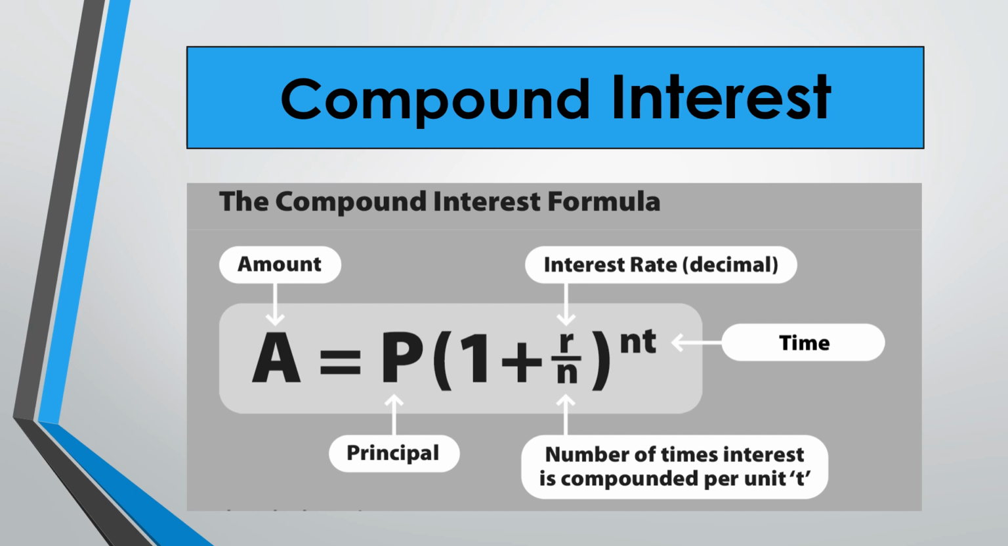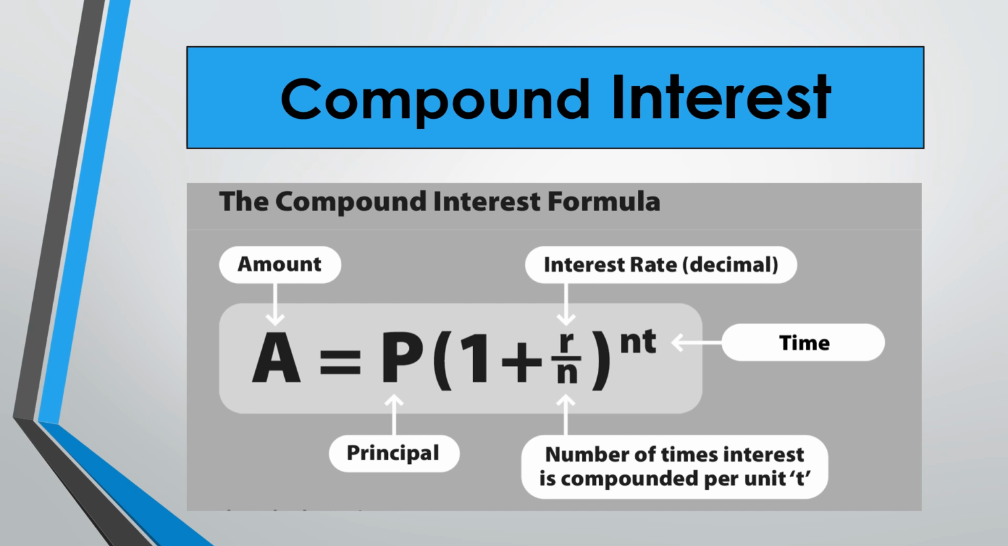The compound interest formula is given below. Compound interest is equal to amount minus principal. Here, the amount is given by A = P(1 + R/N)^(Nt), where A is the amount, P is the principal, R is the rate of interest, N is the number of times interest is compounded per year, T is the time in years.